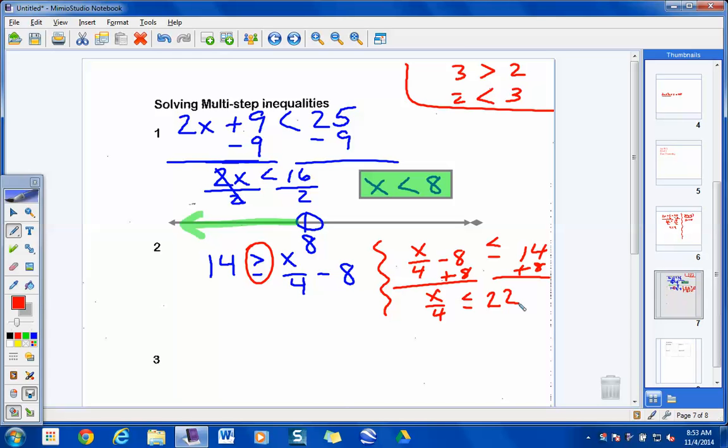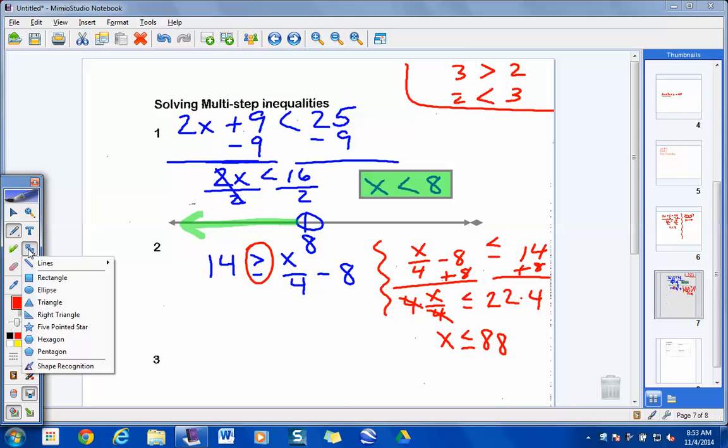Now it says x divided by 4. What are you going to do to both sides now? Times by 4. Since I'm multiplying by a positive 4, will I switch this or not? Nope. Multiply by 4. And what's going to happen here and here? Well, those are gone. This will be x less than or equal to, how about the product of 22 and 4? 88. All right, so there's your solution to this one right here.